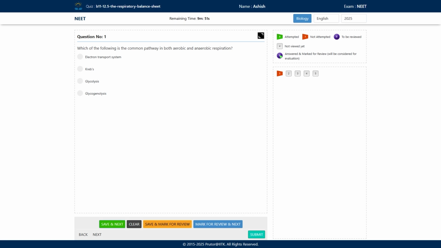So students, now let us solve daily practice questions for today's class. The first question is, which of the following is the common pathway in both aerobic and anaerobic respiration? The options are electron transport system, Krebs cycle, glycolysis, or glycogenolysis. So we have to tell which pathway occurs in case of both aerobic as well as anaerobic respiration. So let us look at the answer.